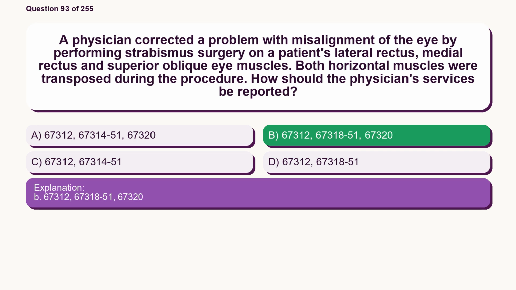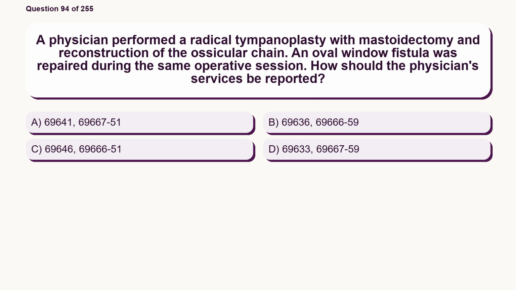B, 67312, 67318-51, 67320. Question 94. A physician performed a radical tympanoplasty with mastoidectomy and reconstruction of the ossicular chain. An oval window fistula was repaired during the same operative session. How should the physician's services be reported? Option A, 69641, 69667-51.